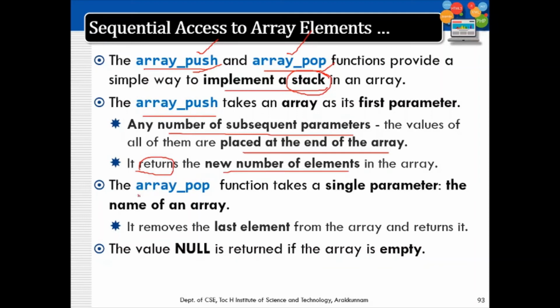Array underscore pop will do the reverse. It takes only the array as the parameter and it will take out the values one by one starting from the last element. The value null is returned when the array is empty.